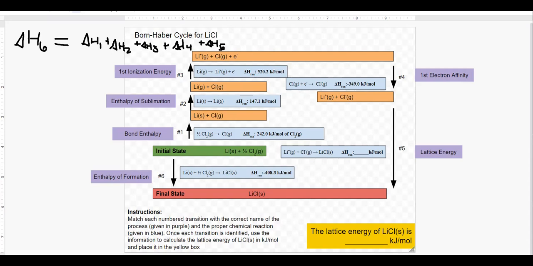So we know that the enthalpy change for number 6 is negative 408.3 kilojoules per mole. What we need to find now is the change for these other ones.